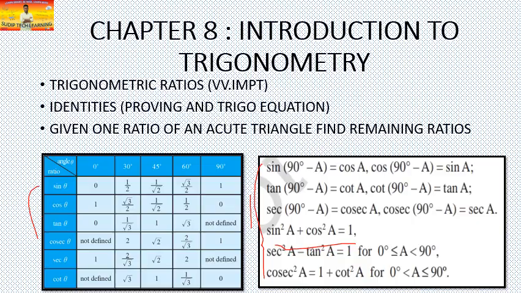Okay, now one more thing that comes: given one ratio of an acute triangle, find the remaining ratios. Now for this, what you have to know is what is sine, what is cos, what is tan, what is cosec, what is sec, what is cot.